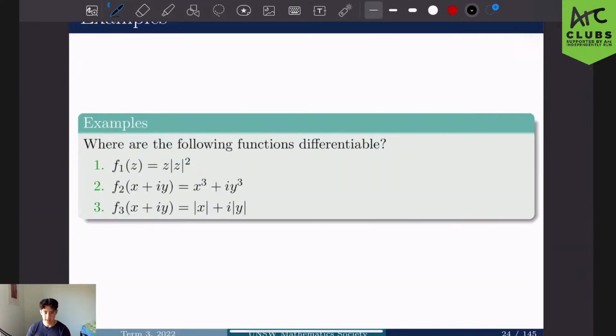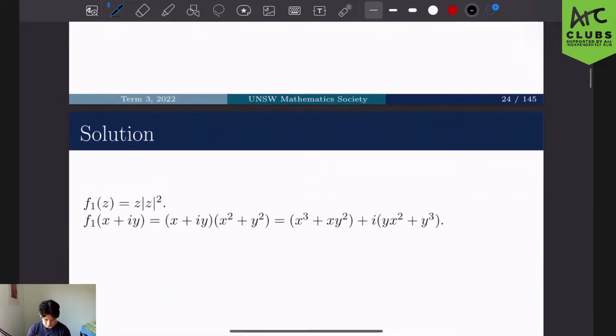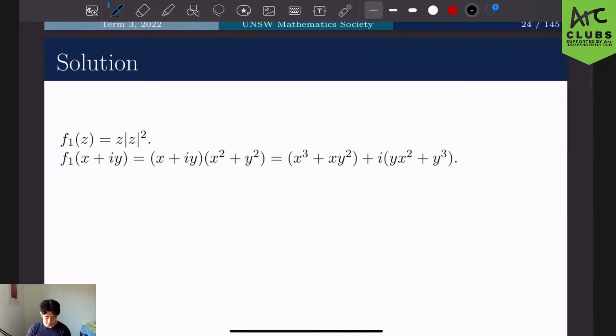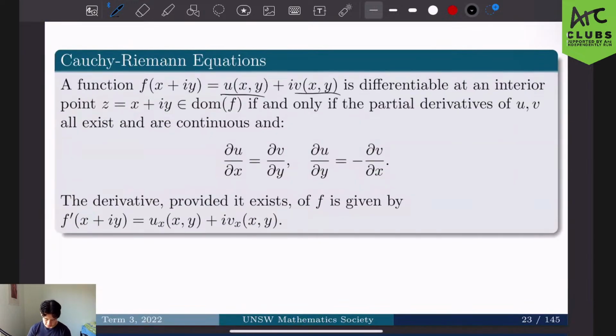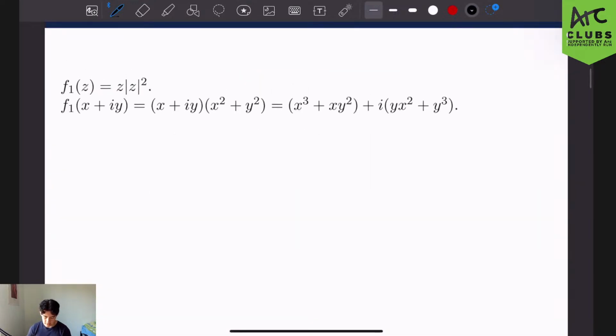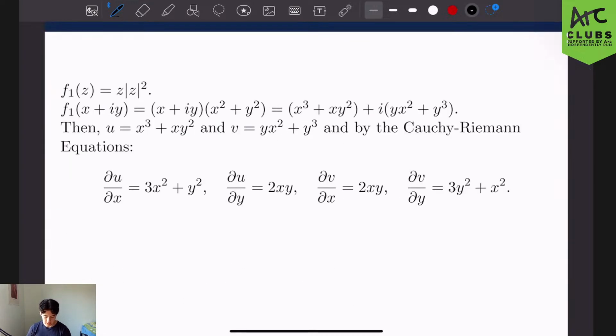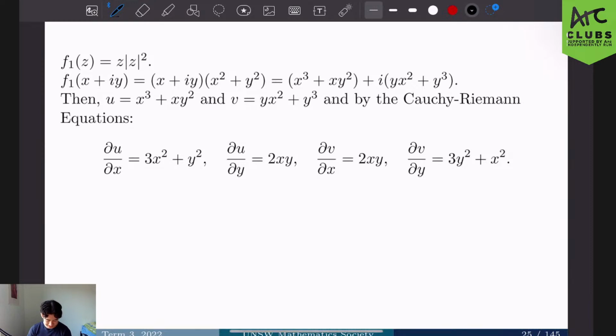Alright, so we've got a few functions here and we have to determine whether or not they are differentiable. First of all, we'll just separate it out into the u and v form, because that's the form we're looking for. Doing so will give us this. So this is now our u of x and y, and this is our v of x and y. And now we just need to satisfy the Cauchy-Riemann equations. To do that, we just calculate the partial derivatives of u and v.